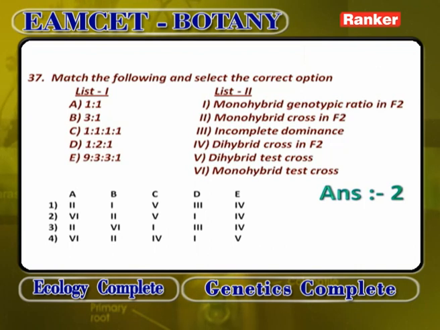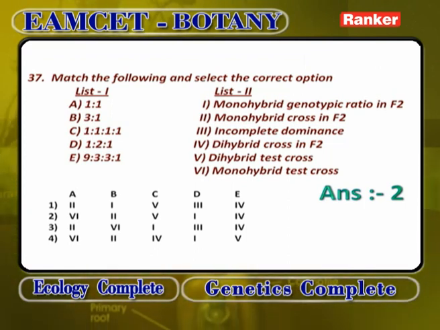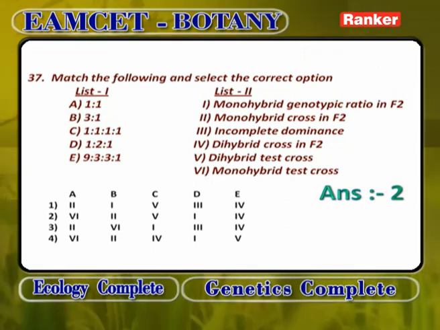D is 3, 1:2:1. What is 3? Incomplete dominance. And E is 4. What is E? 9:3:3:1, dihybrid cross in F2. So 1:1, 3:1, 1:1:1:1, 1:2:1, 9:3:3:1 are the ratios, and for that, A2, B4, C5, D1, E4 will be the answer. So we have to identify all the ratios and what each ratio represents. So, second option.